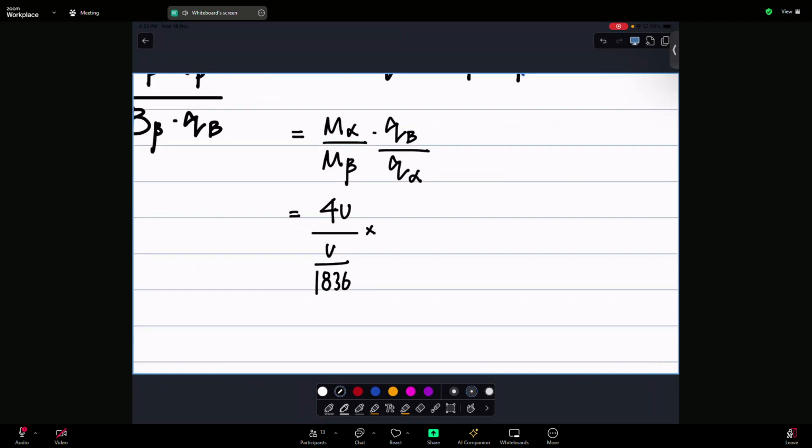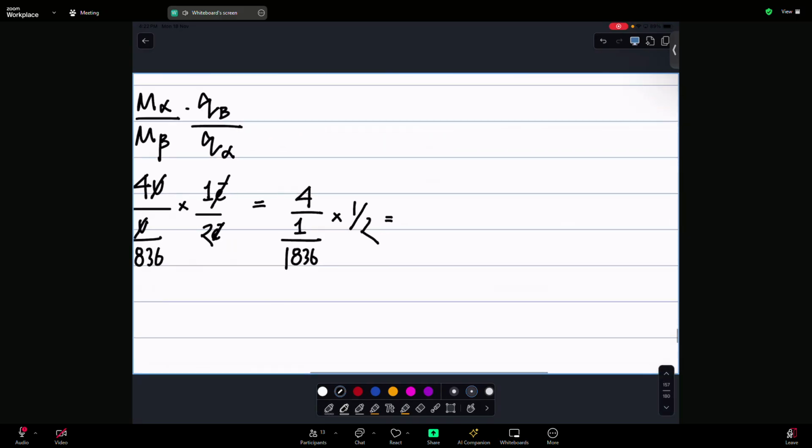What's the charge of a beta particle? 1. What is the charge of an alpha particle? 2. But there's 2e here, and the e's we cancel, so the u's cancel out. So eventually you get what? 4 divided by 1 divided by 1836 into half. If you put this in the calculator, you're supposed to get 3672.